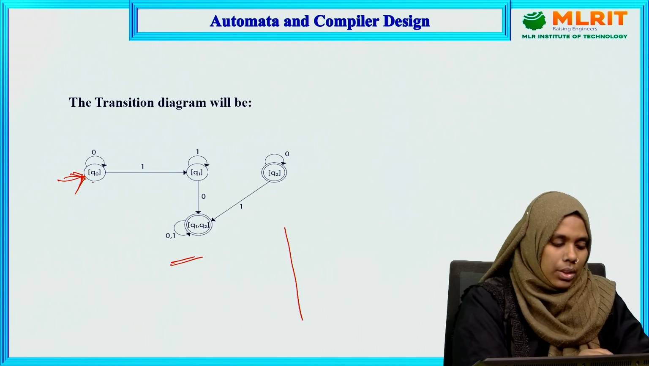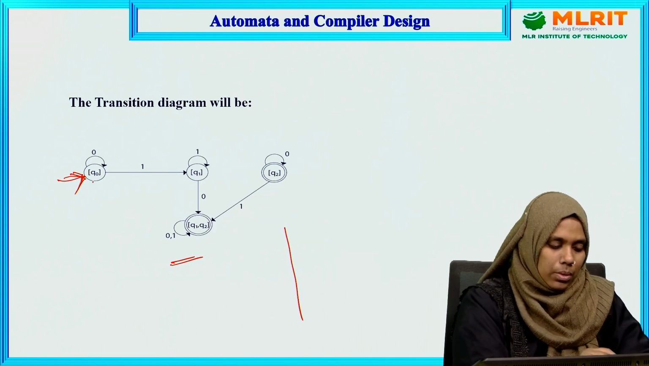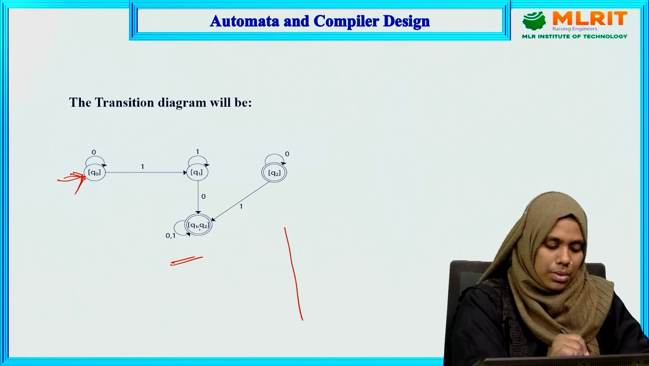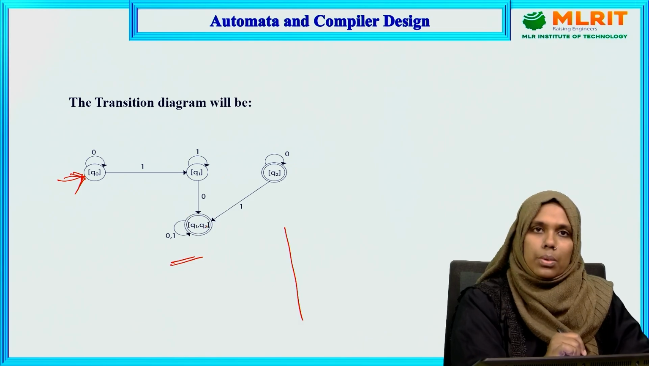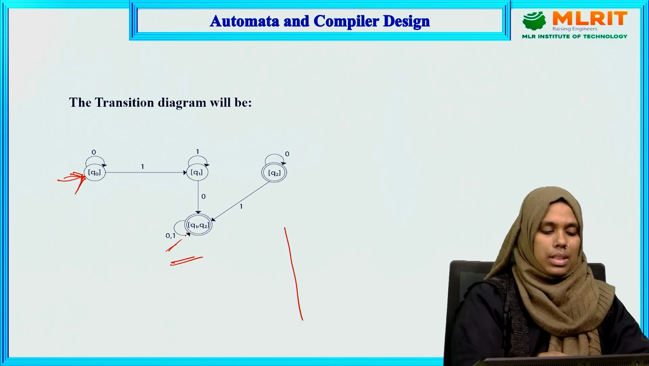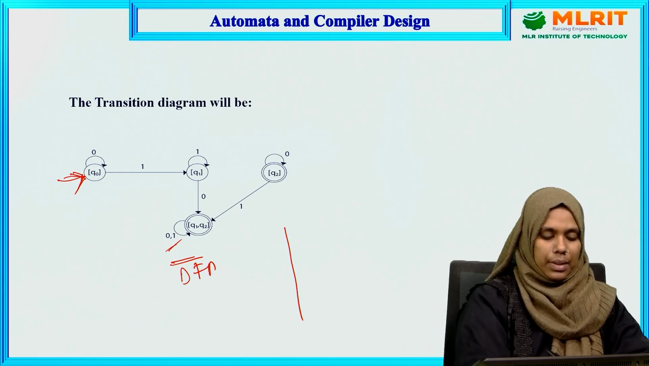So here Q0 on 0 goes to Q0. The same way Q0 on 1 is going to Q1. Q1 on 1 is going to Q1. Q1 on 0 is going to Q1, Q2. Again Q2 on 0 is Q2. Q2 on 1 is Q1, Q2. In the same way, Q1, Q2 has a self loop on 0, 1. This is known as a DFA.